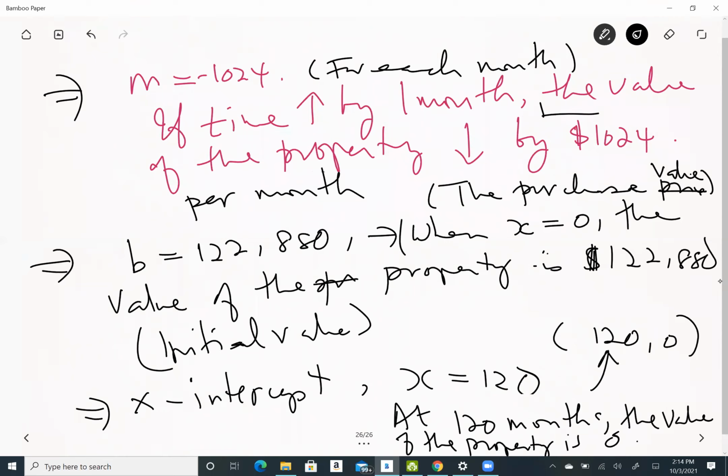That means fully depreciated, okay? Fully depreciated at 120 months. So that is the x-intercept, full depreciation. At 120 months, there is no more value to the building, 0. So that's how you interpret the x-intercept, and then you interpret the y-intercept and the slope. Any question about this? All right, now we move on.